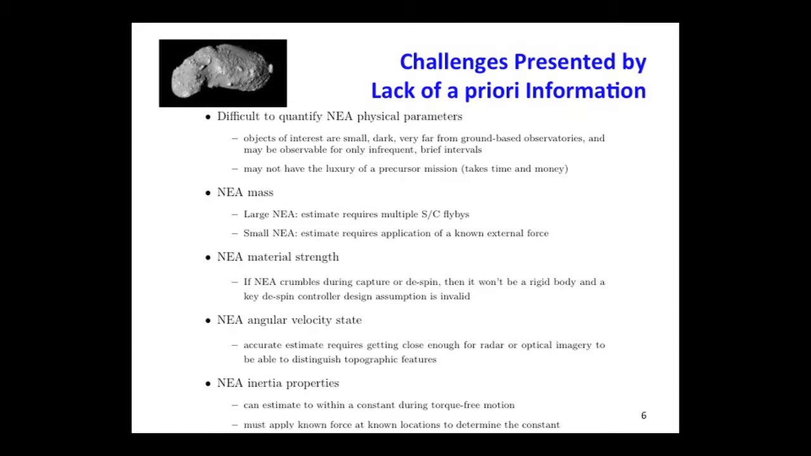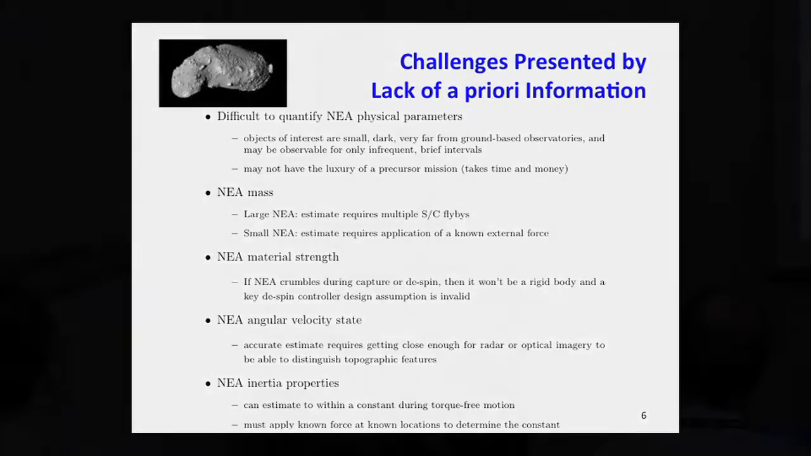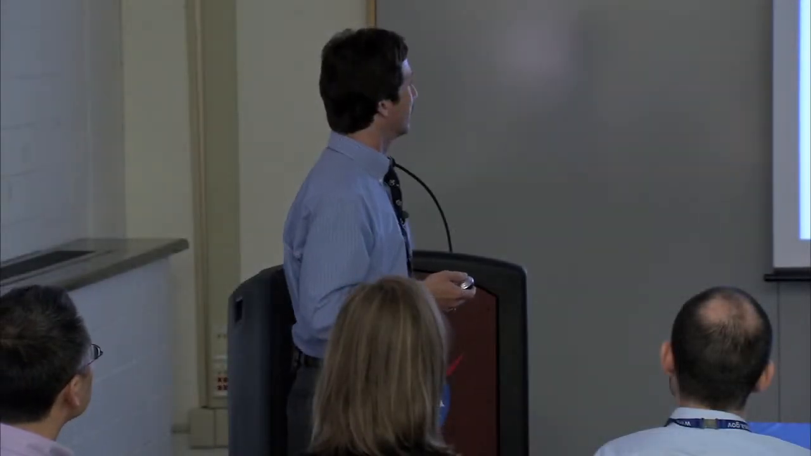And so the reason for this uncertainty is that the objects we're interested in, the small free flyers in particular, are small. They can be dark, and they're typically very far from ground-based observatories, and they only come within range of our observatories for brief periods of time and infrequently. So because of this, we might not know that much about them.